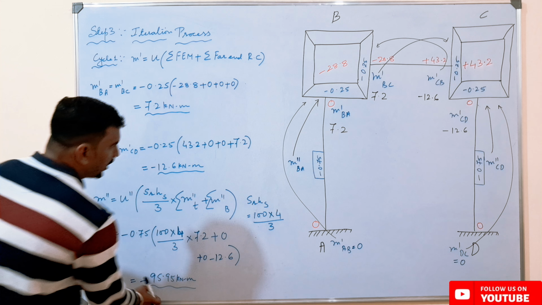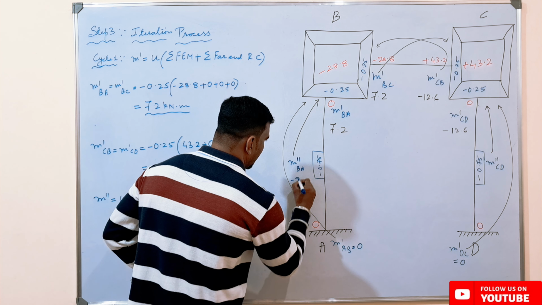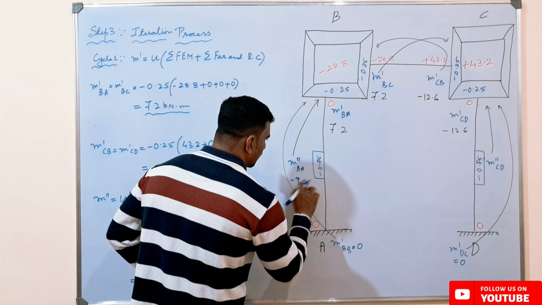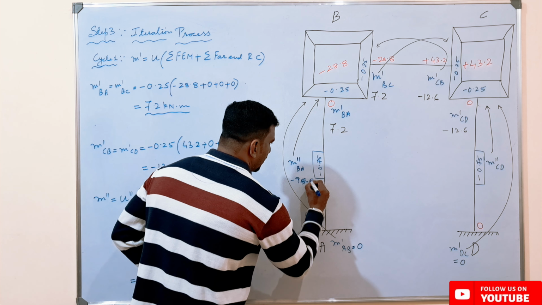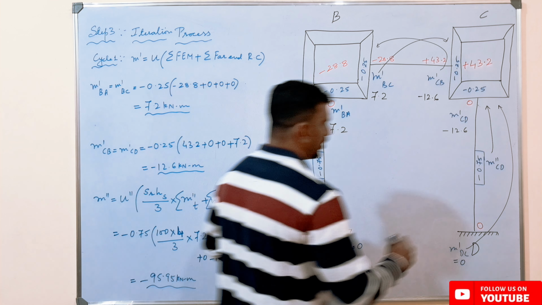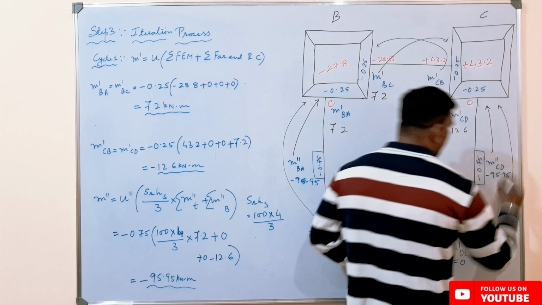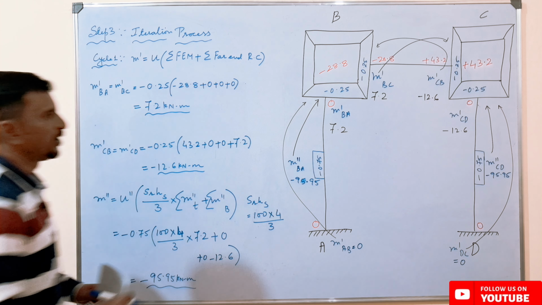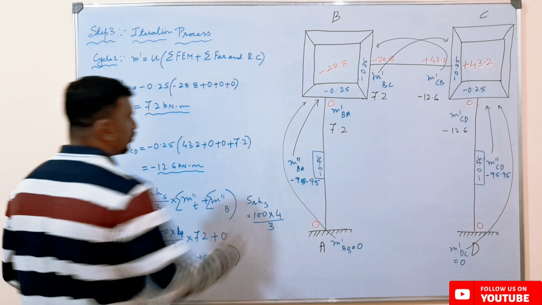So this value we will provide over here, that is minus 95.95. The same value here also we will write. So minus 95.95. So this is the first cycle. Now similarly we need to go on calculating the values until we get similar values over here.